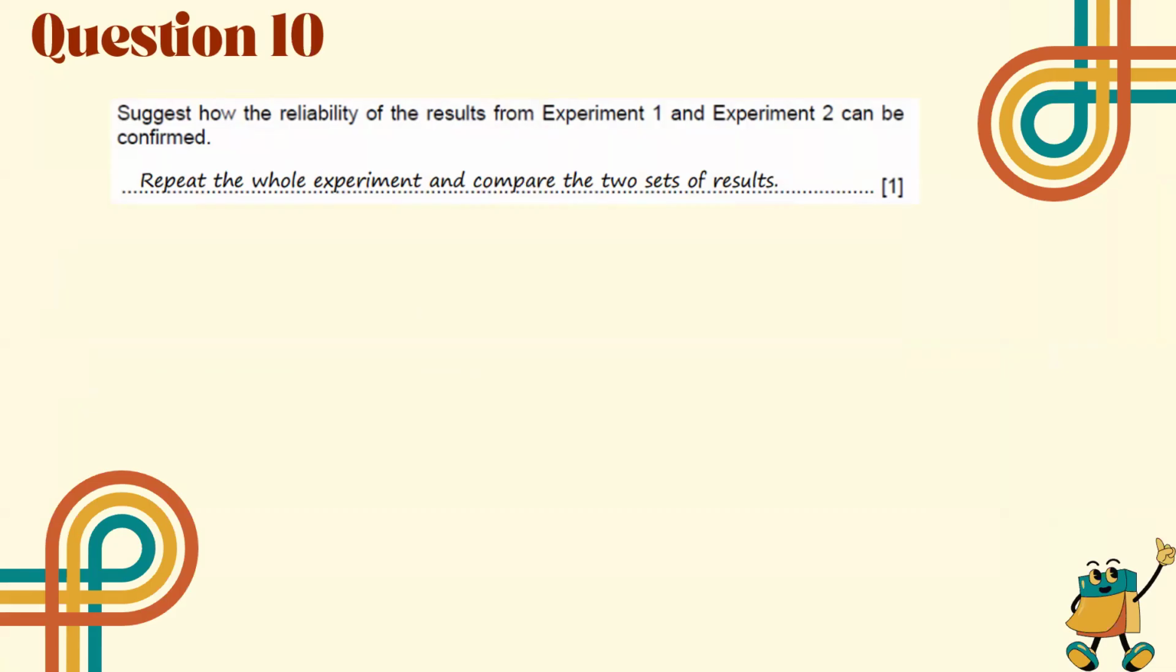Suggest how the reliability of results from experiment 1 and experiment 2 can be confirmed. Common question, most frequently asked. Repeat the whole experiment and compare the results. Reheat, reweigh, repeat the experiment to check the reliability. When it comes to how to check the reliability of the result, always it will be the answer: repeat the whole experiment and compare the results.